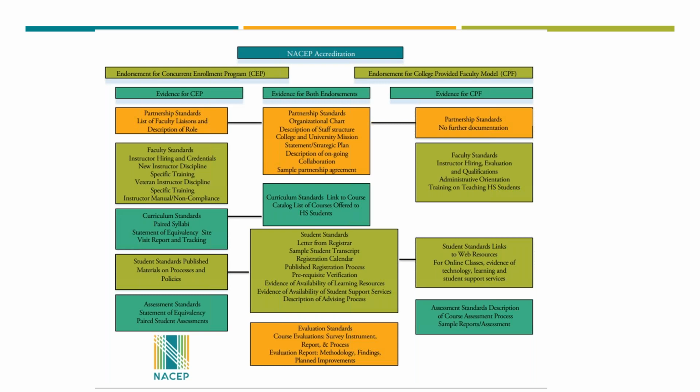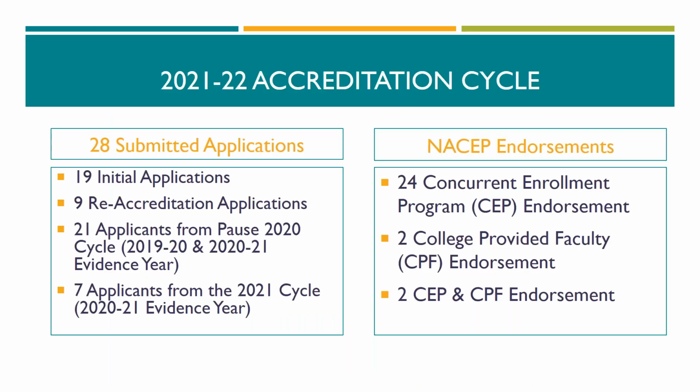I want to give you a little bit of an overview of what the 21-22 cycle looks like. We have 28 applicants in this cycle. 19 of them are initial programs. 9 of them are going through the reaccreditation process.